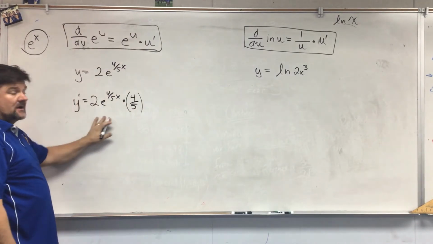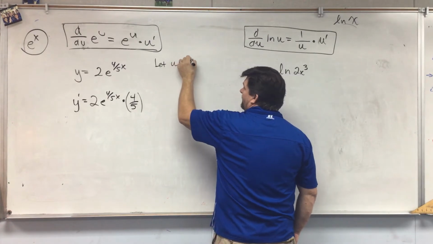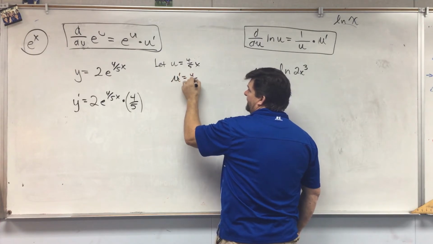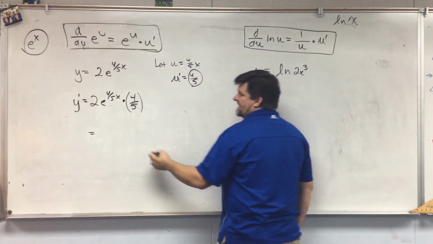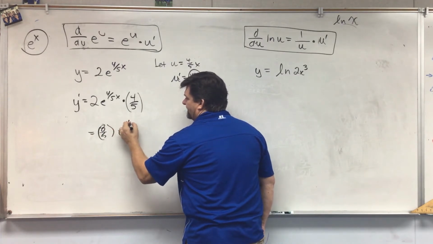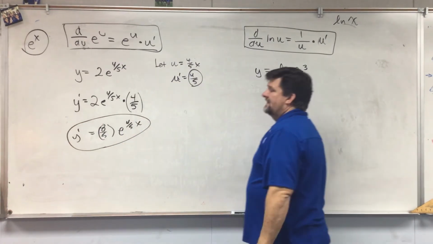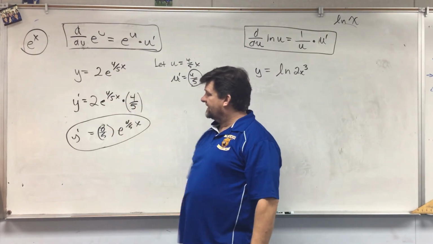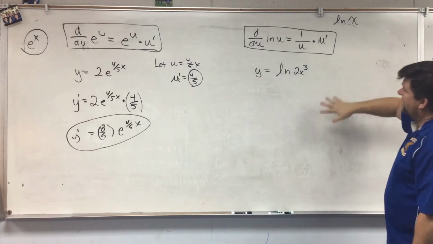Now, if you're not sure how I got that, don't forget that we let u equal 4/5 x, so therefore u prime is 4/5. So when we multiply straight across, we get 8/5 times e to the 4/5 x. And that is our derivative of e to the x. So really all we're worried about is what's up in here. This stays the same.